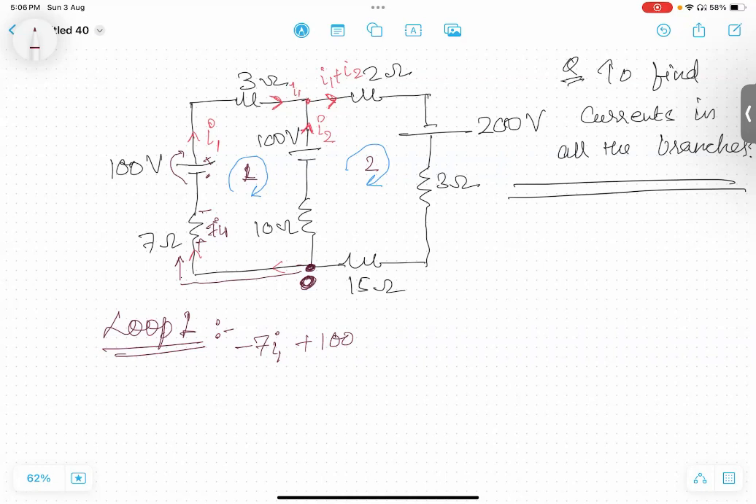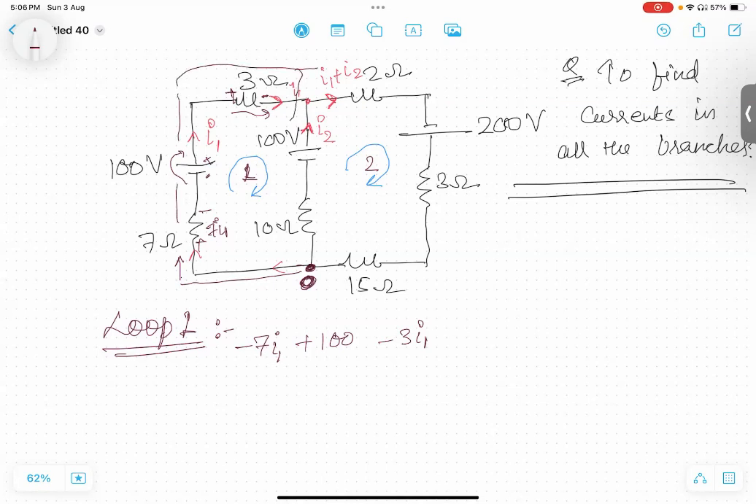Now I will again cross this 3 ohm resistance. The current is going from here to here. So this must be higher potential and this must be lower potential. So I am getting a drop while crossing the resistance. So I am writing minus 3I1. And now I had been in the loop from here to here and then crossed the 3 ohm resistance.